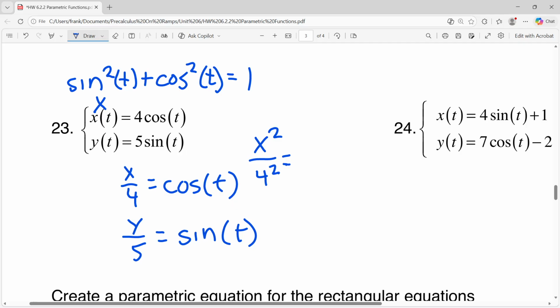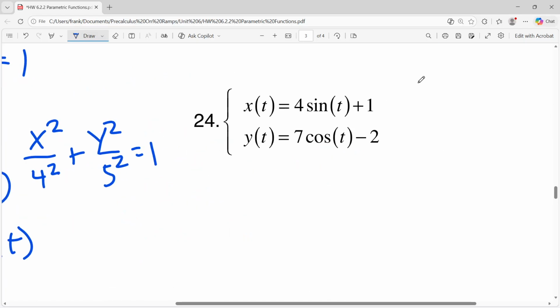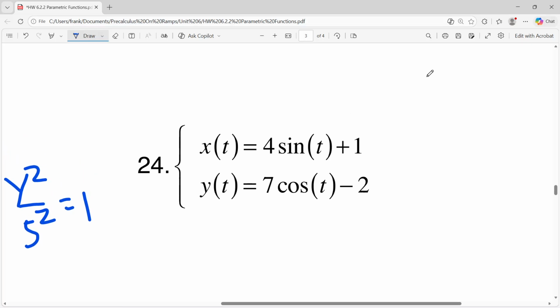X, why did I put equals? Who knows? Plus, I want to square this one, y squared over 5 squared equals 1. That's an ellipse. That is a vertical ellipse at the center at 0, 0. All right, this one is also going to be an ellipse, center 0, 0.